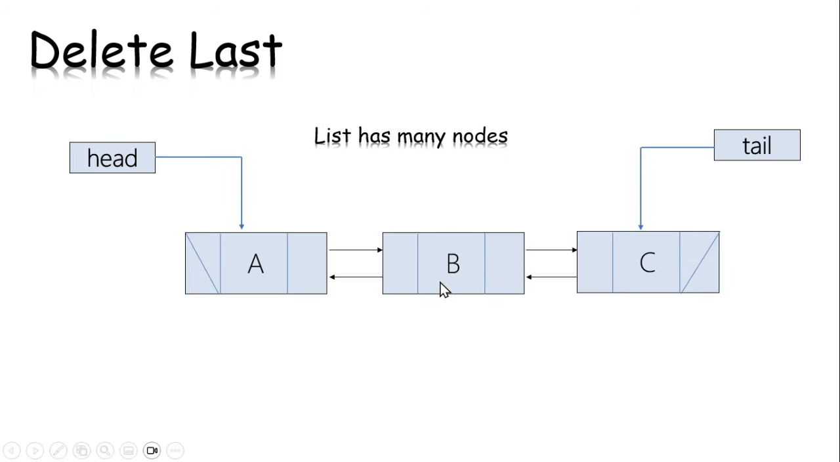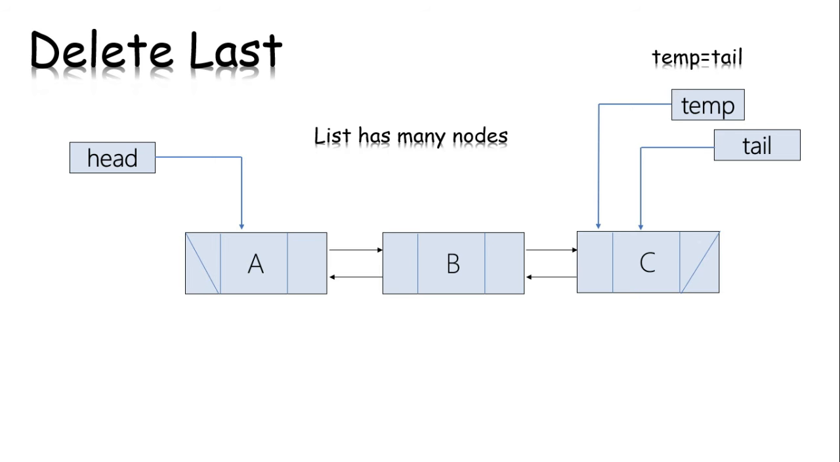When the list has many nodes, then your doubly linked list will look like this. The head pointer and the tail pointer point to different nodes. And when you wish to delete the last node from the doubly linked list, you will need another pointer to help you. Here I use temp. Temp should point to the node pointed by the tail. So we instruct the temp to point to the tail. By giving this instruction, the temp pointer will point to the node pointed by the tail, like this.